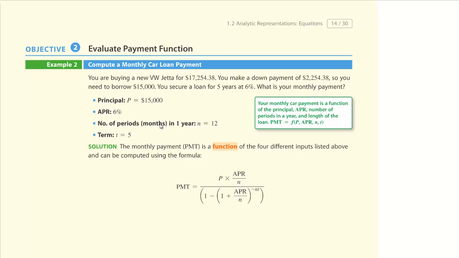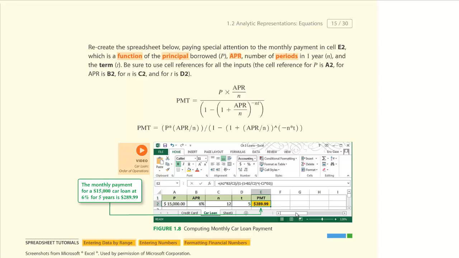So you know your number of periods in 1 year is 12. Your term is 5. And if we plug all that information into this formula, it will tell us how much our monthly payment is. So here's a simple way to calculate that payment. We set up Excel with our principal, our APR, our number of compounds, 12, and our length of the loan, 5. And now we can take this function and type it into Excel using the cells instead of just numbers.